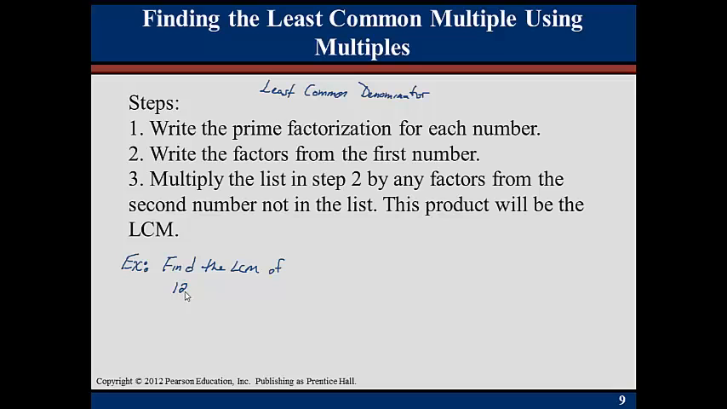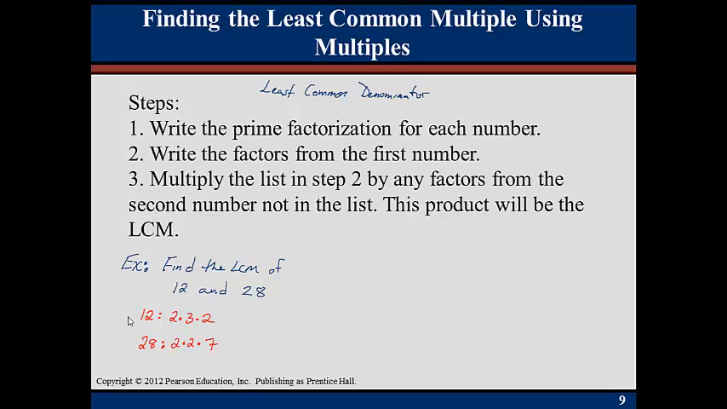of 12 and 28. So we're trying to find the smallest multiple that 12 and 28 shares. So that's why we get the name least common multiple. So step 1 said write the prime factorization for each number. So we can break 12 down by doing 2 times 3 times 2. So it's really 2 times 2 times 3. And we can break down 28 by doing 2 times 2 times 7.